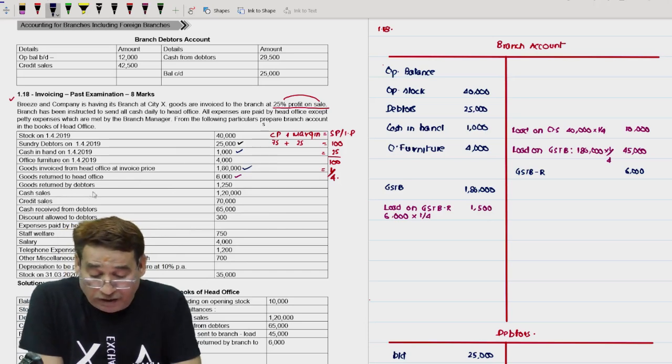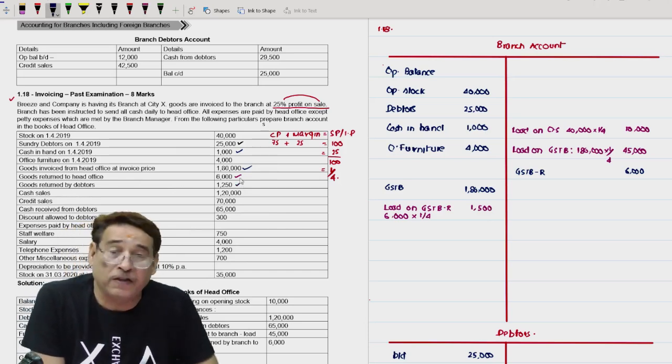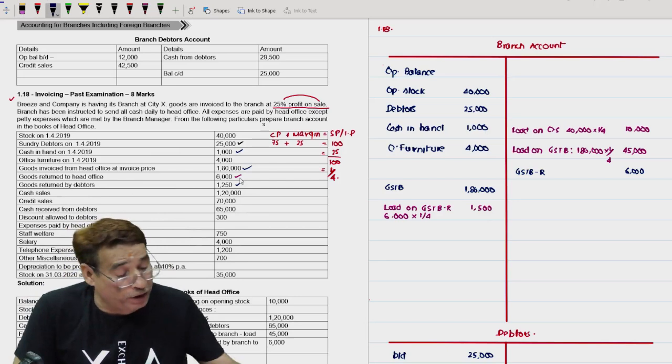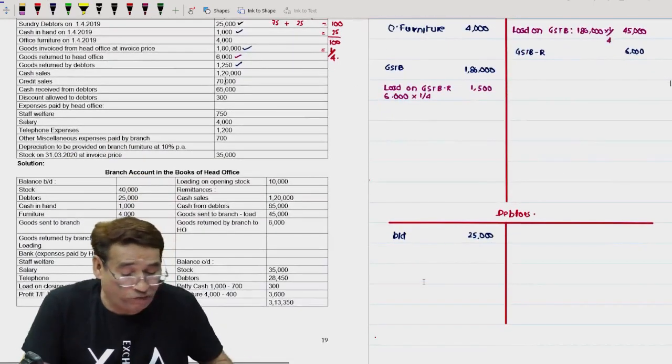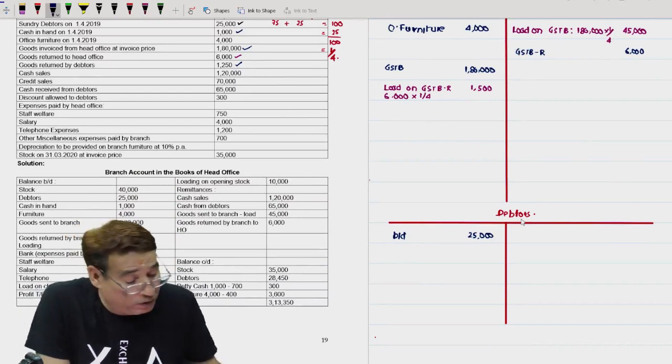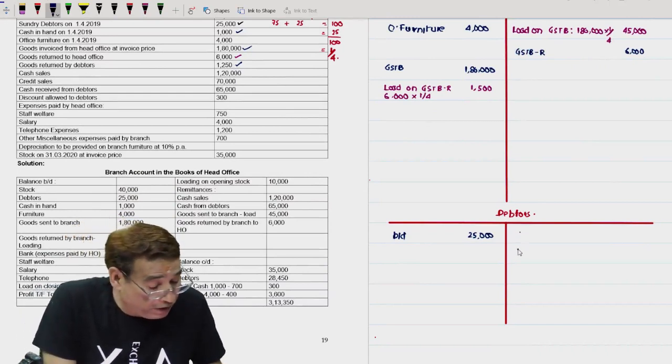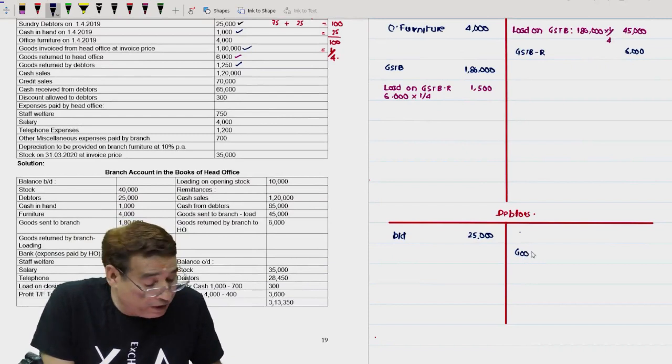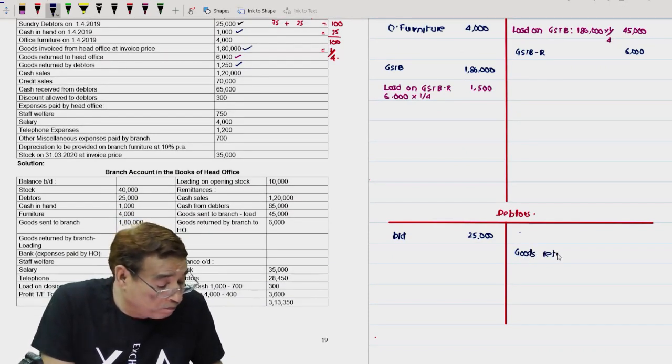Now we have been given goods returned by debtors. Now this is a transaction which is taking place between debtors and branch. So it will find place only in the debtors account. In the debtors account, I will write goods returned by debtors. Goods returned by debtors means sales return. Goods returned by debtors amount is equal to 1,250.